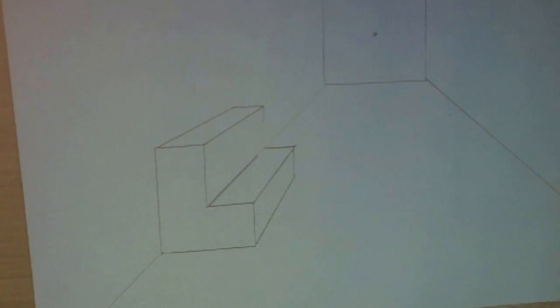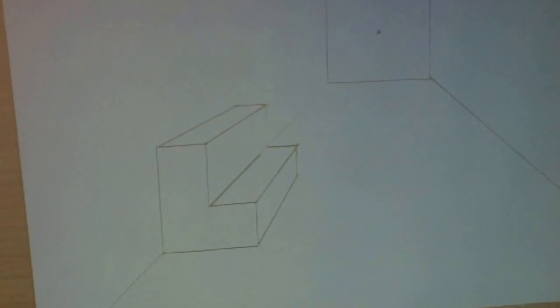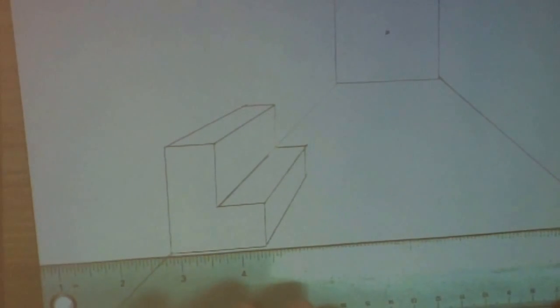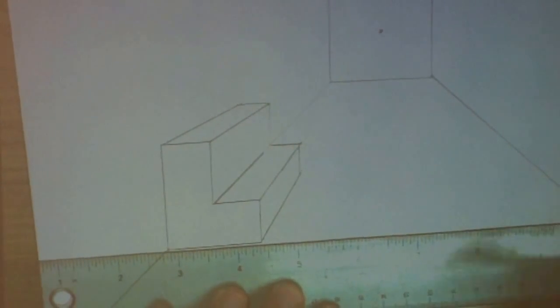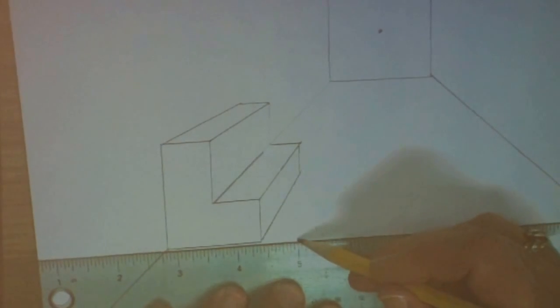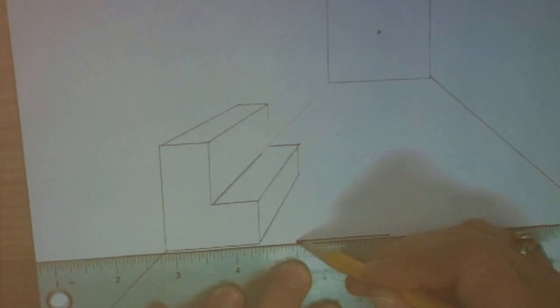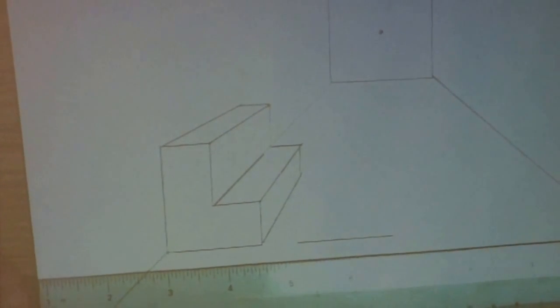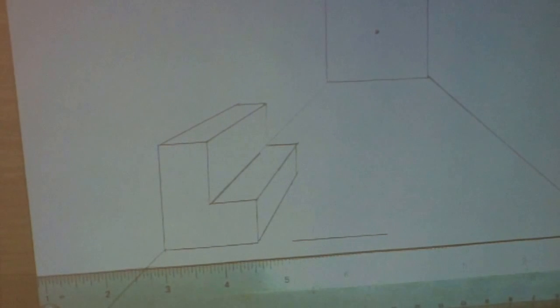I want a rug in front of my couch. Alright? So I am actually going to put my ruler on the bottom of the couch because I want my rug to be about the same length as the couch. So I'm going to draw a horizontal line about as wide as I want my rug to be. And your ruler should be straight across.